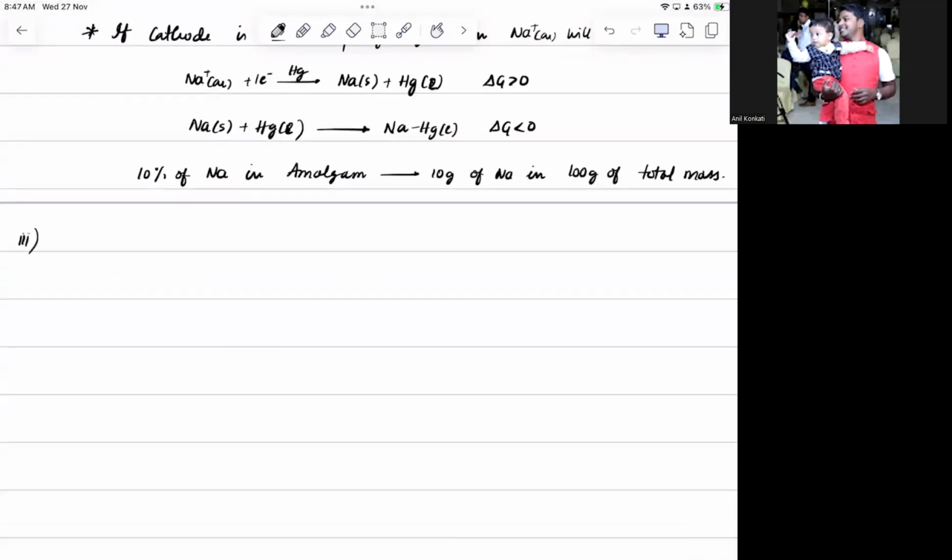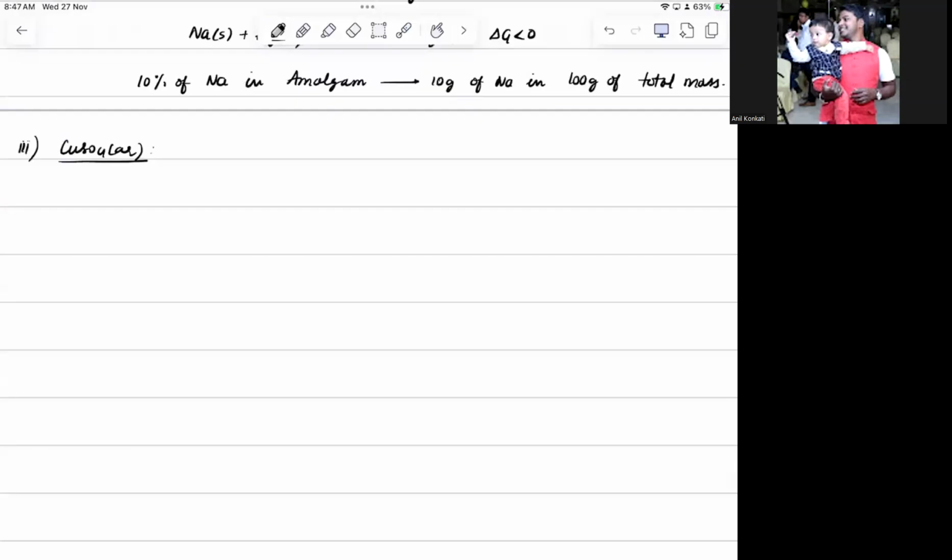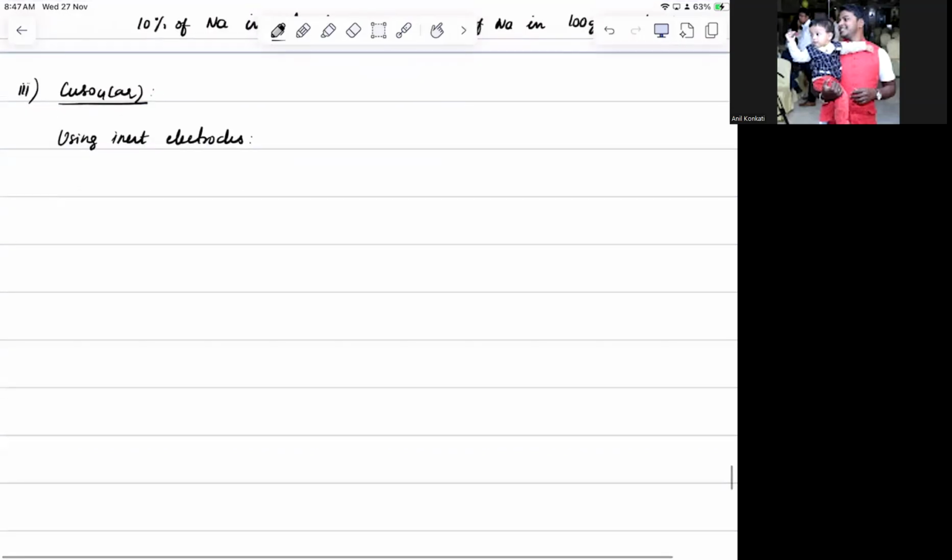Third one is for copper sulfate aqueous solution, first using inert electrodes. So that means cathode is also inert. Cathode is also made up of platinum, anode is also made up of platinum. So at anode, what you would notice is there are two reactions competing again. H2O to O2, which is minus 1.23 volts, and SO4 2 minus to S2O8 2 minus, which is minus 1.96 volts.